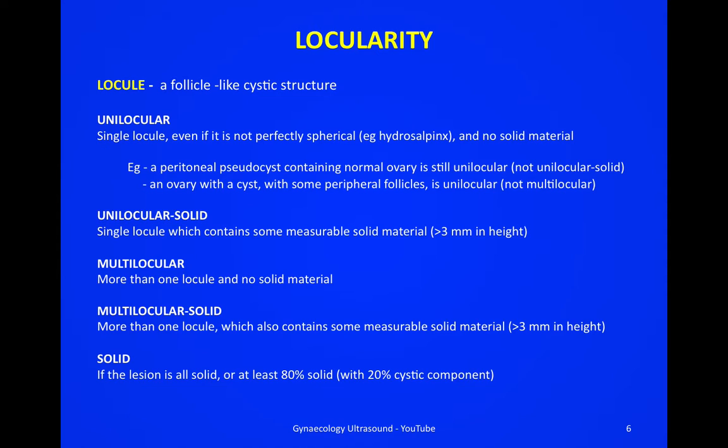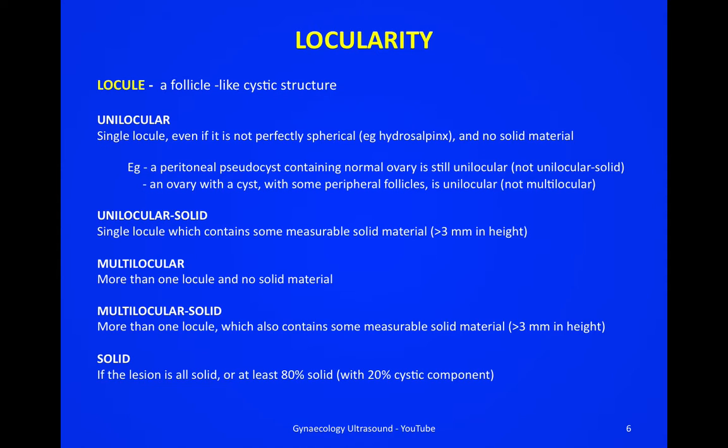Locularity, unilocular. This is a single locule even if it's not perfectly spherical and there is no solid material. For instance, a peritoneal pseudocyst which contains normal ovary is still unilocular, not unilocular solid. An ovary with a small cyst with some peripheral follicles is unilocular, not multilocular. Unilocular solid: a single locule which contains some measurable solid material more than 3 mm in height.